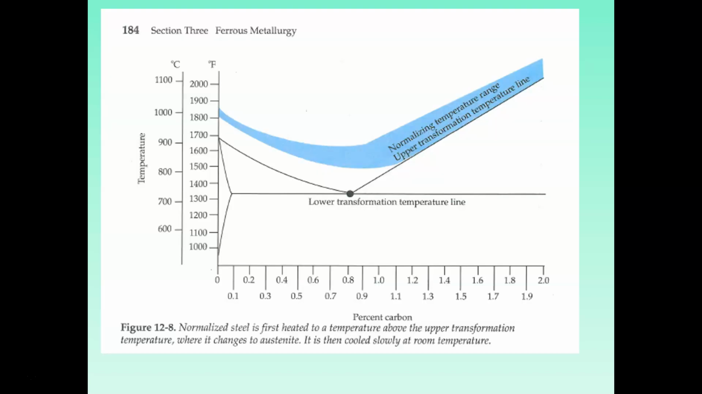Figure 12.8. Here's a chart of the normalized steel. It's first heated to a temperature above the upper transformation temperature, where it changes to austenite, and then it's taken out of the oven and just slowly cooled at room temperature by being left on a bench.